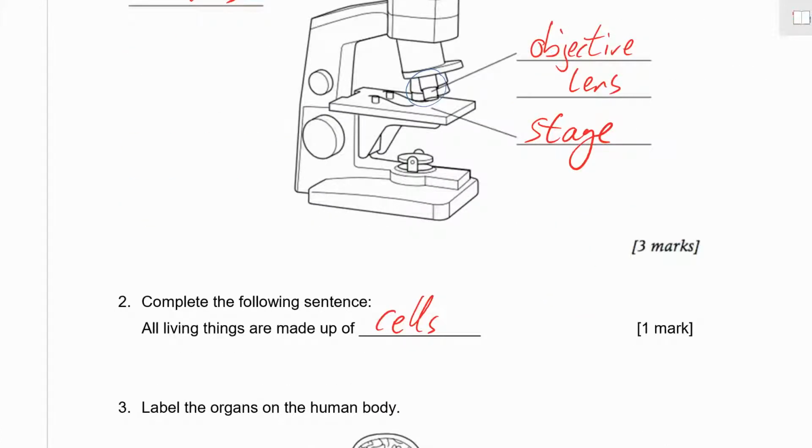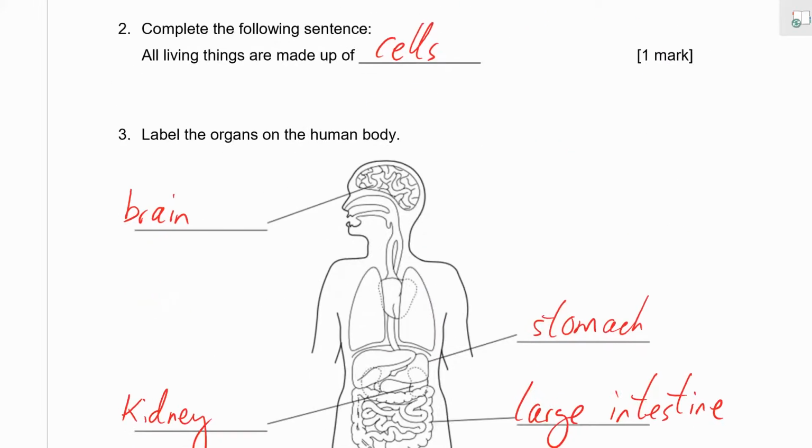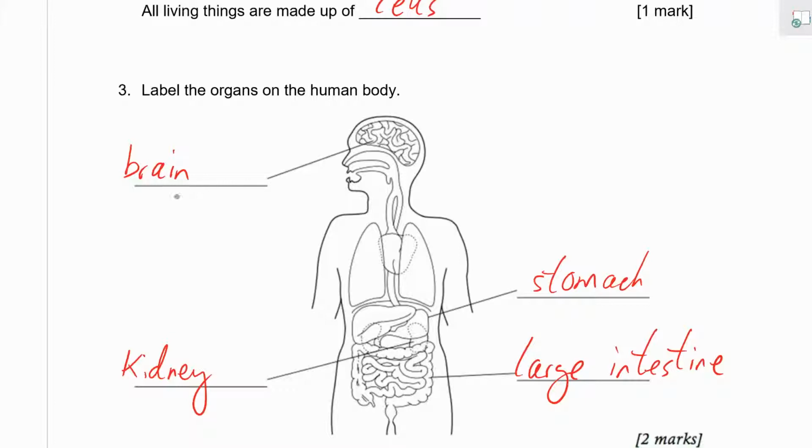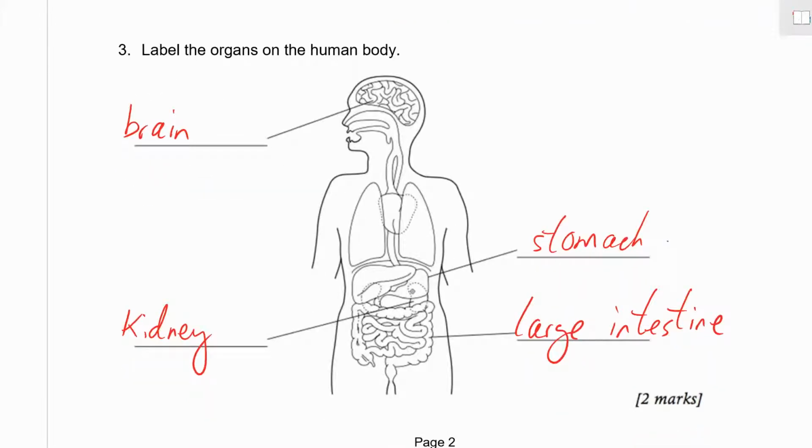Question 2, complete the following. All living things are made up of cells. Label the organs of the human body. At the top we've obviously got the brain, the stomach, the kidney, which is pointing to these. I'll highlight them in blue. This here and this here, there's two of them, okay. And then the large intestine. So the large intestine is, let's use a different color, this part, okay.